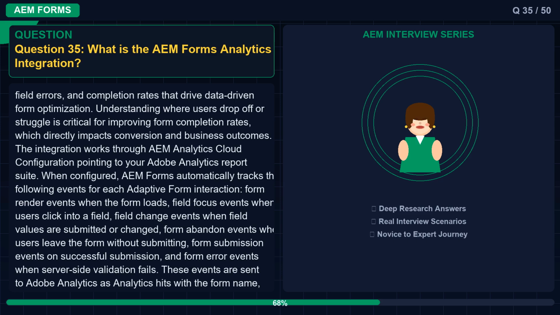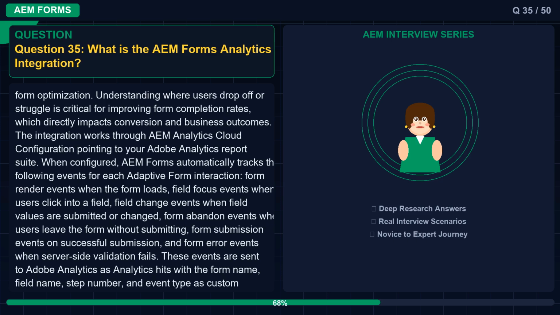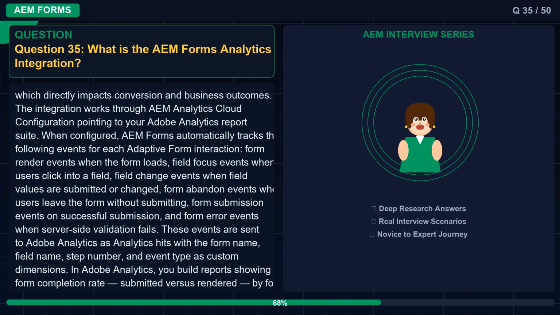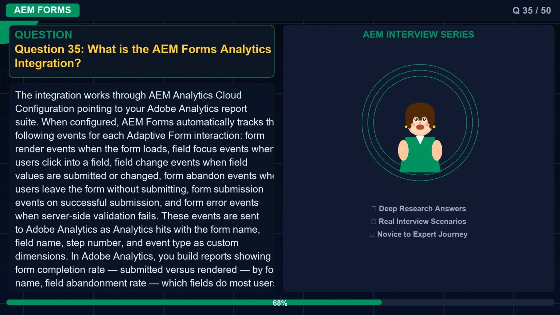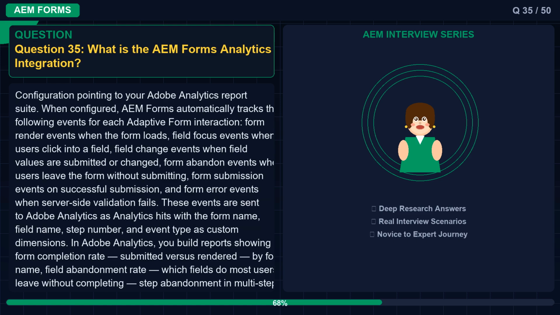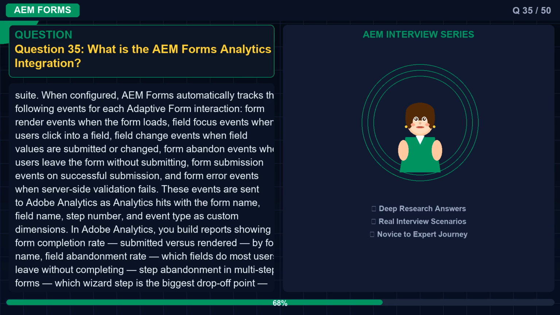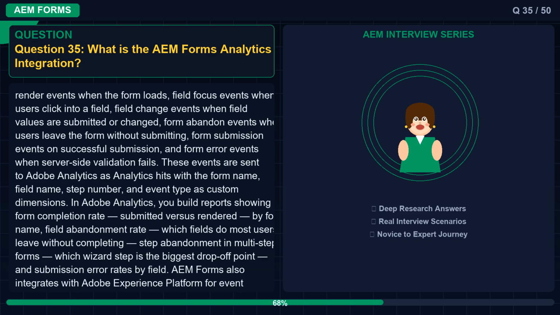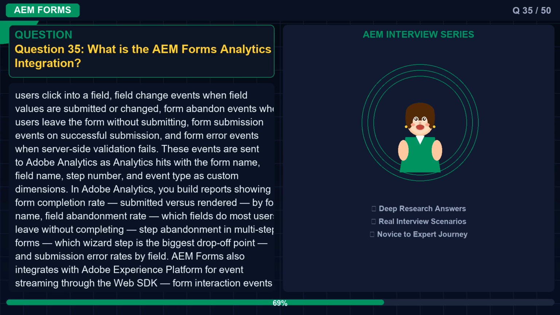Understanding where users drop off or struggle is critical for improving form completion rates, which directly impacts conversion and business outcomes. The integration works through AEM Analytics Cloud configuration pointing to your Adobe Analytics report suite. When configured, AEM Forms automatically tracks the following events for each adaptive form interaction: form render events when the form loads, field focus events when users click into a field, change events when field values are submitted or changed, form abandon events when users leave the form without submitting, form submission events on successful submission, and form error events when server-side validation fails. These events are sent to Adobe Analytics as analytics hits with the form name, field name, step number, and event type as custom dimensions.